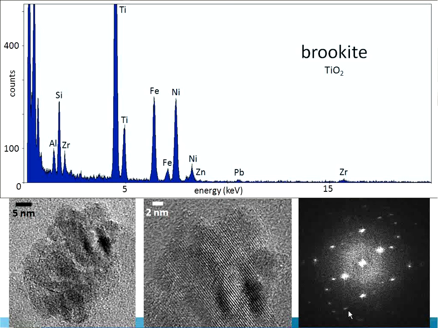There are some possibilities to do that. One possibility would be all these peaks that you see here. Please ignore the nickel. That's the net, the grid in the TEM. But we have iron here. We have some zinc. We have some lead, some zirconium, some aluminium. And that means for us that this particle may be brookite, but it's not completely clean.